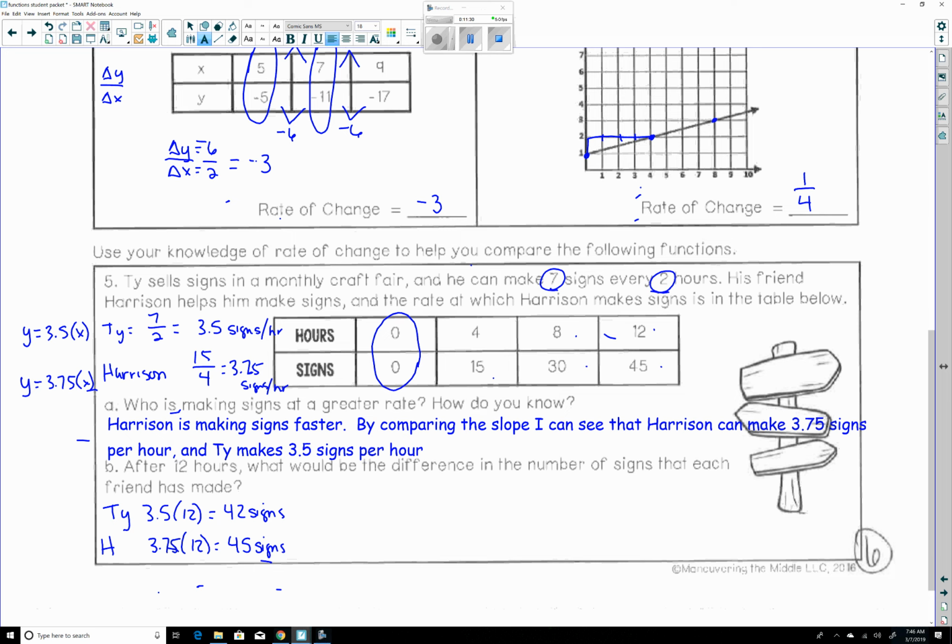Let's see, did we answer the question? After 12 hours, what would be the difference in the number of signs that each friend has made? Now, difference means I'm going to subtract them. Harrison makes 45. Ty makes 42. The difference between 45 and 42 is 3. So Harrison makes 3 more signs than Ty does in 12 hours.